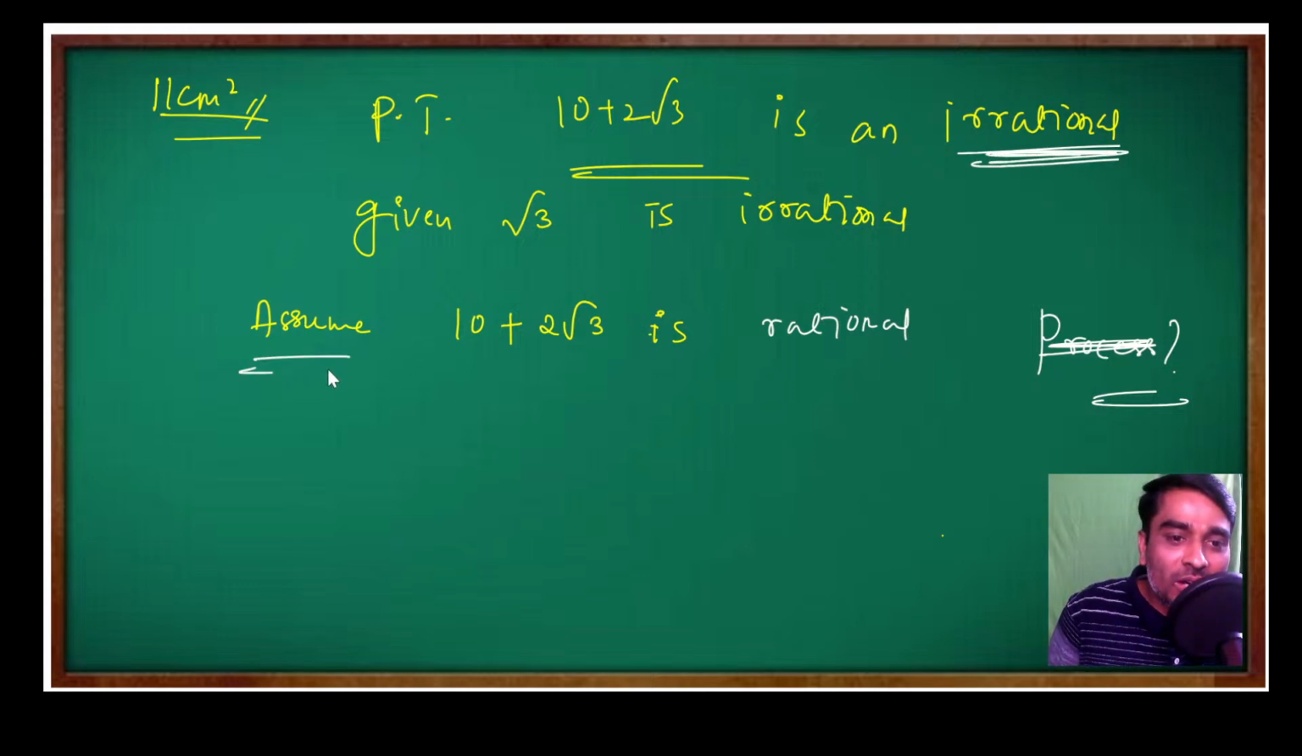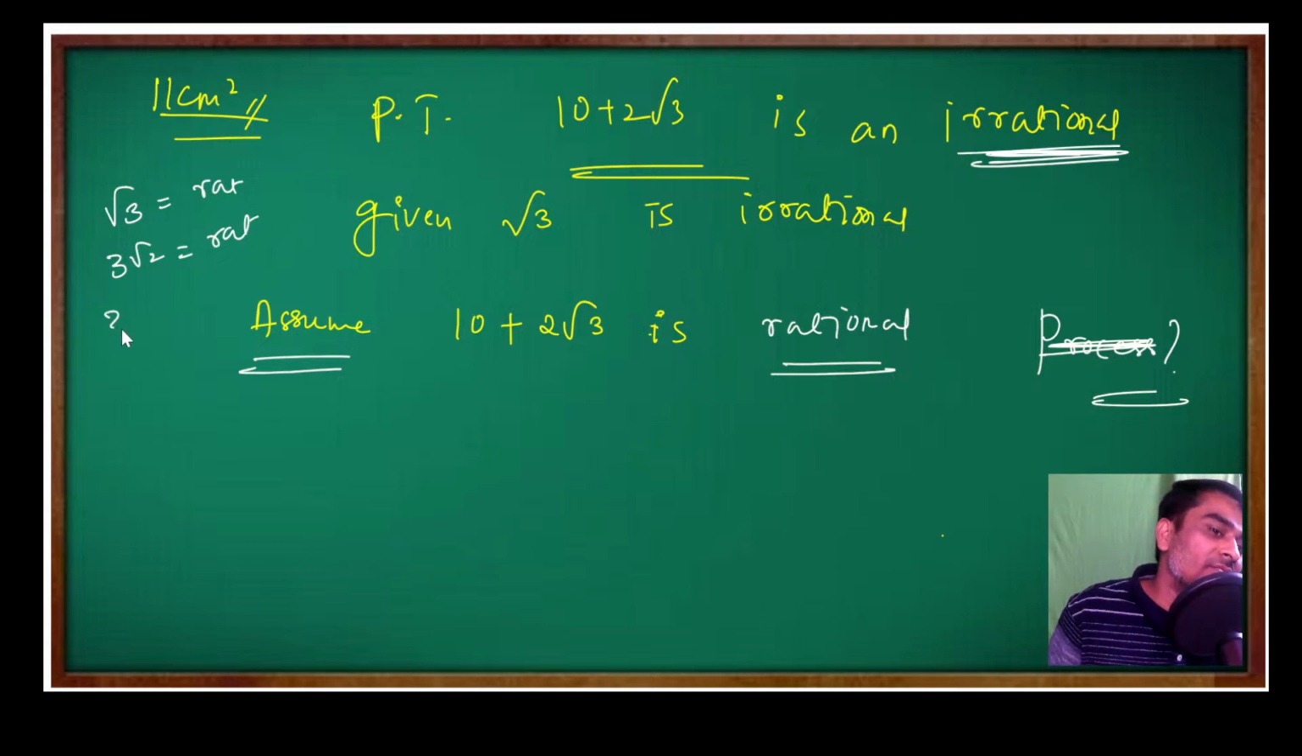For that you need to assume it as rational first. The given number, whatever they'll give. If they give you root 3, then assume it as rational first. If they give you 3 root 2, assume it as rational first. If they give you 3 plus root 2, assume it as rational first. First step. Or else they don't provide marks. Okay, anyway. So first you assume.